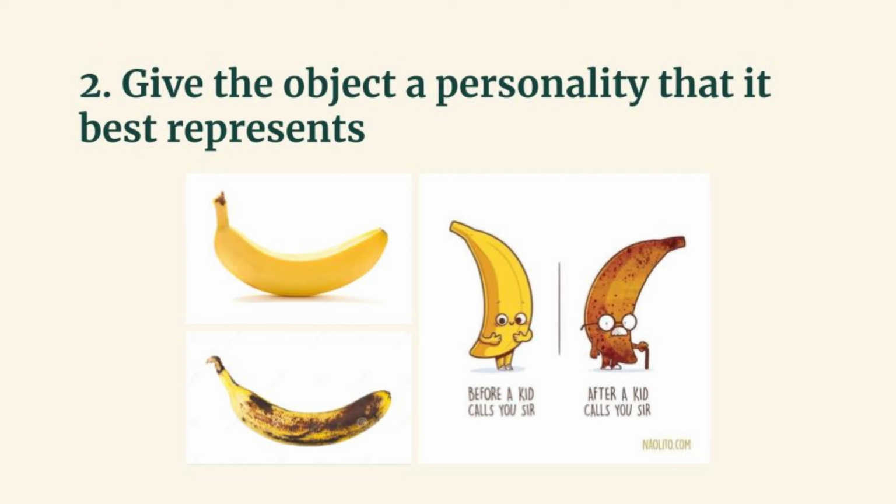And some more examples are like round fruits as children, or big and tall trees as wise and old grandparents, or race cars as cool young adults, and then the moon as a gentle mother or something like that. And there are many more examples. So you can give your object a personality based on how it looks or how it functions, and it's up to you to choose the personality.